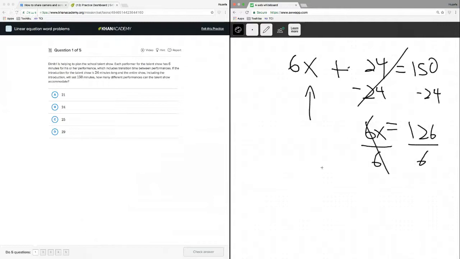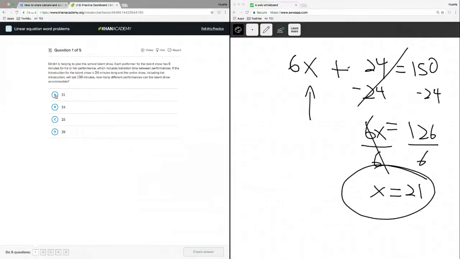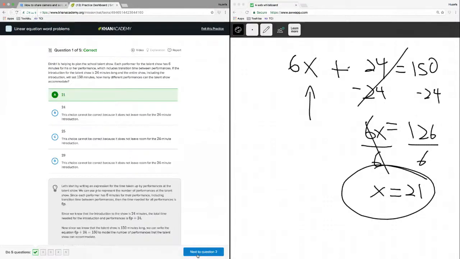Now you could do long division. The way that I do it is I say 6 goes into 120 20 times. So to go into 126, it must be 21. One more time, X equals 21. So there could be 21 performers. Let's go right for it. All right, excellent. So that is correct. Now let's go to question number 2.